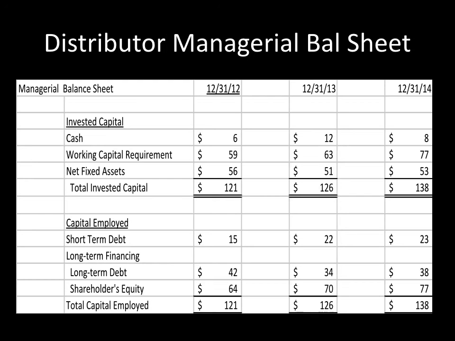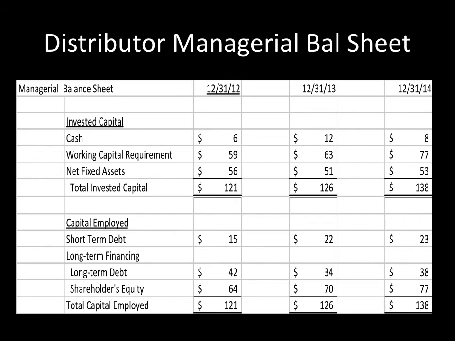So when we take that previous balance sheet and rearrange it into our distributor management balance sheet, you can see the company, for instance, in 2012 has $121,000 of invested capital: cash, working capital required, and net fixed assets. The working capital required, again, is going to be the current assets, excluding cash, minus what we call any non-debt current liabilities. In other words, the accounts payable and the accrued expenses. So in 2012, we've got $121,000, and in 2012, we have capital employed of $121,000.